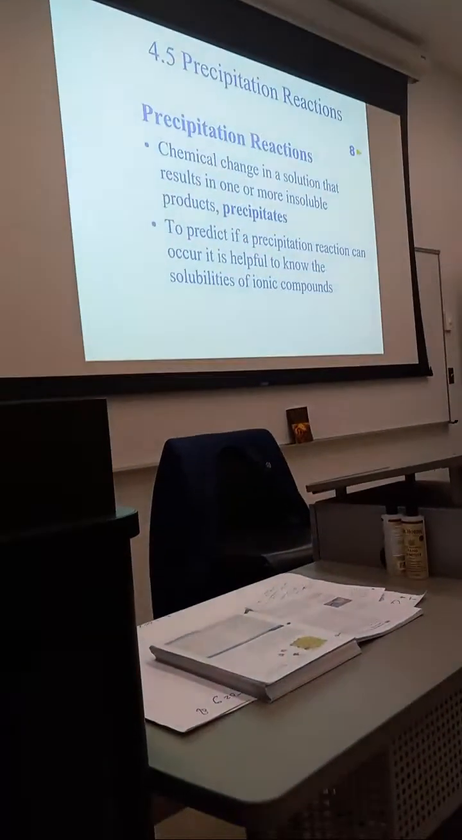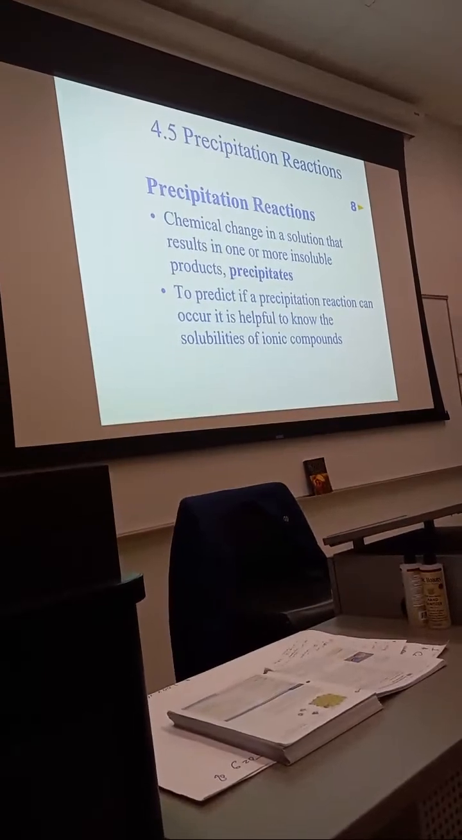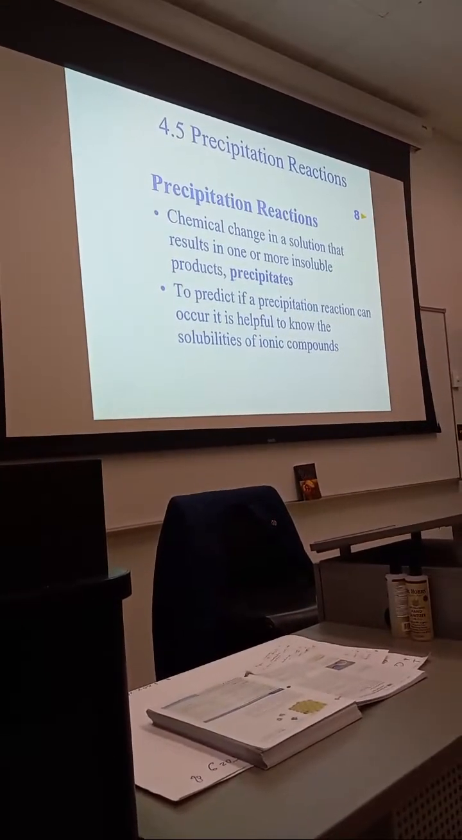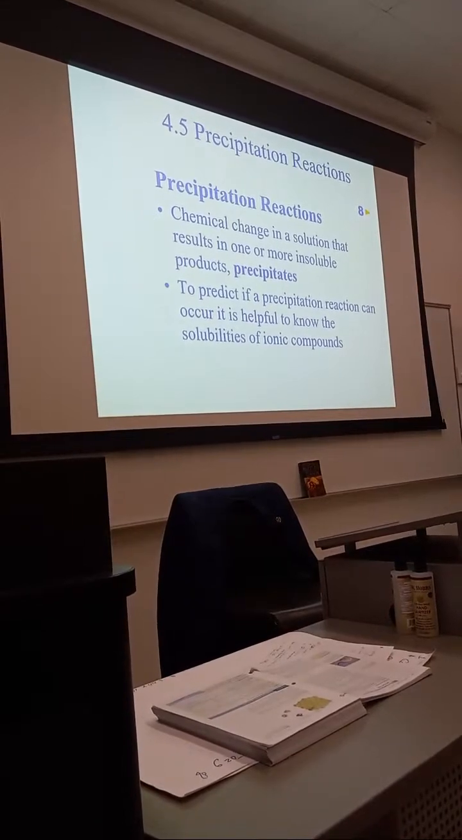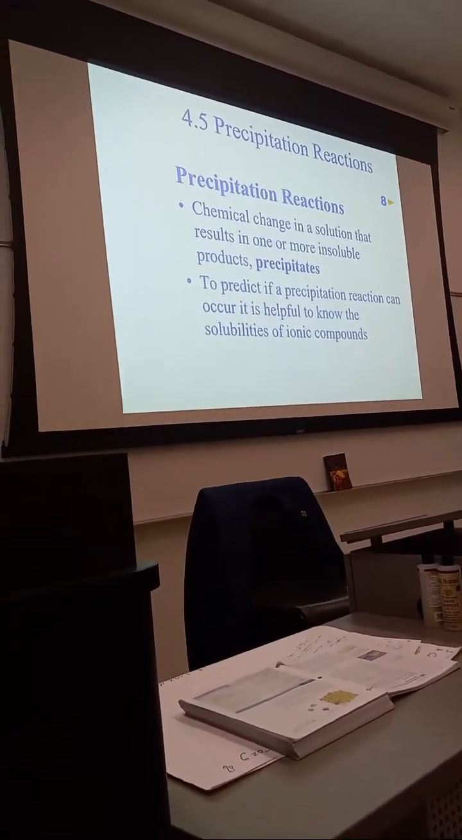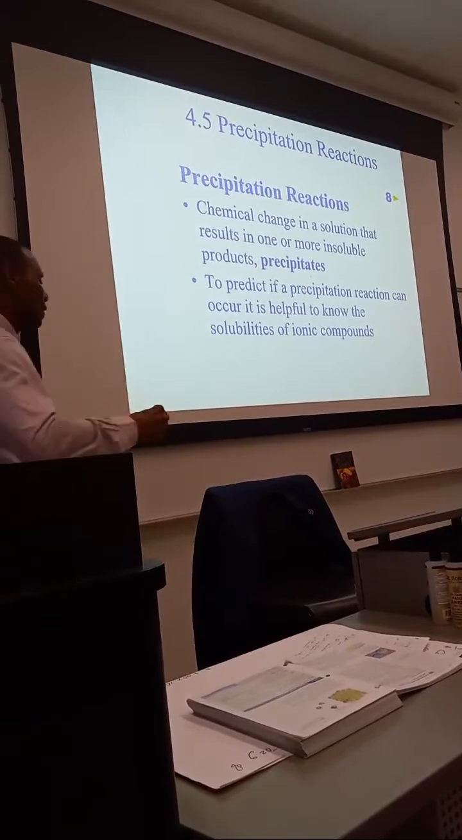Precipitation reaction: changing the chemical solution that results in 1 or more insoluble products. You're going to have to now use your memory. To predict if a precipitation reaction can occur, we have to know the solubility rules. This isn't given to you on any test. You must know this. Here are your solubility rules. You have to learn this.